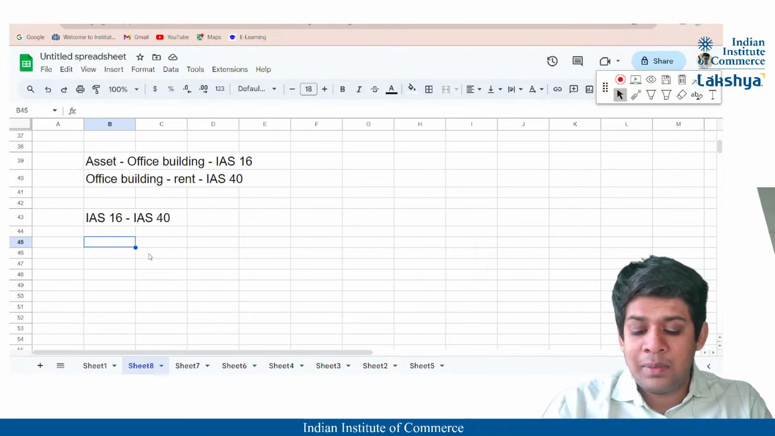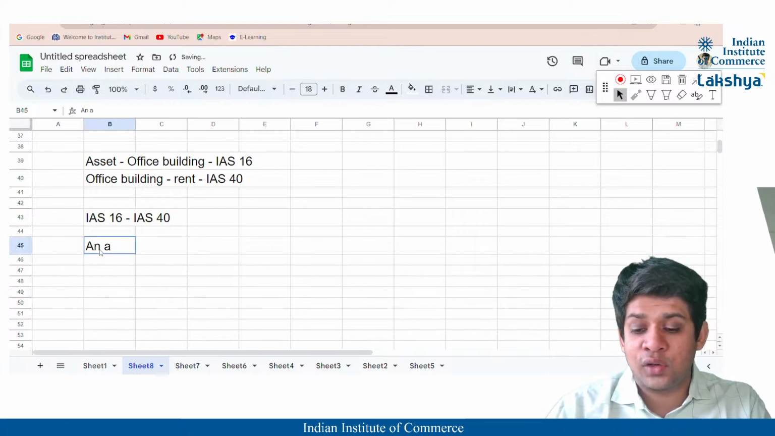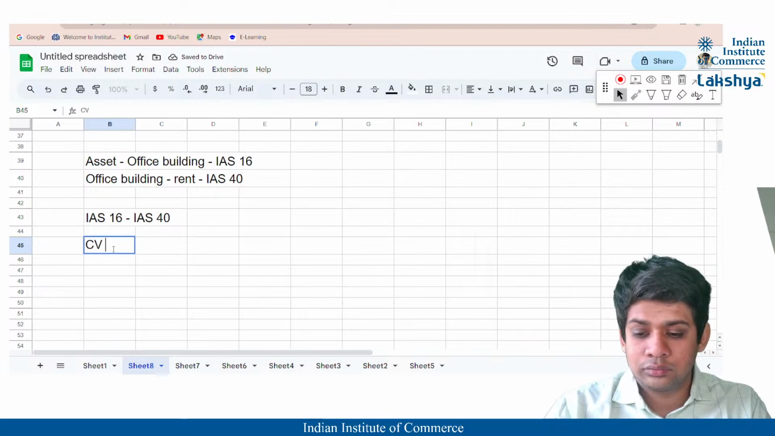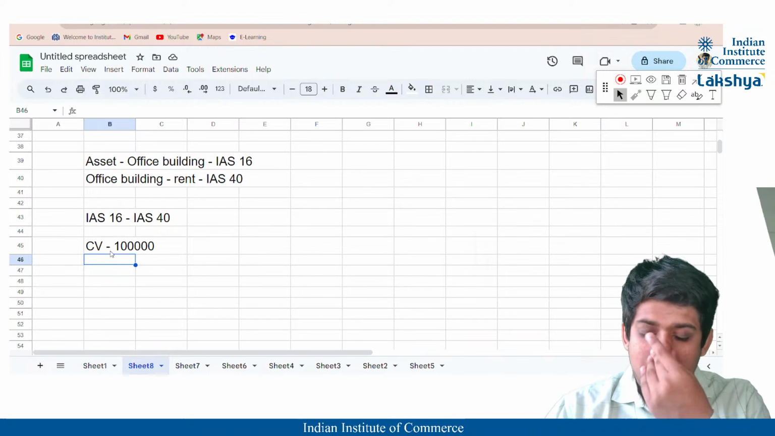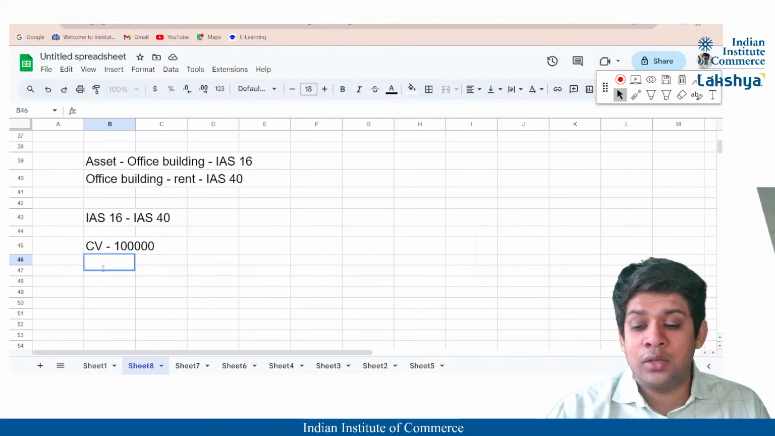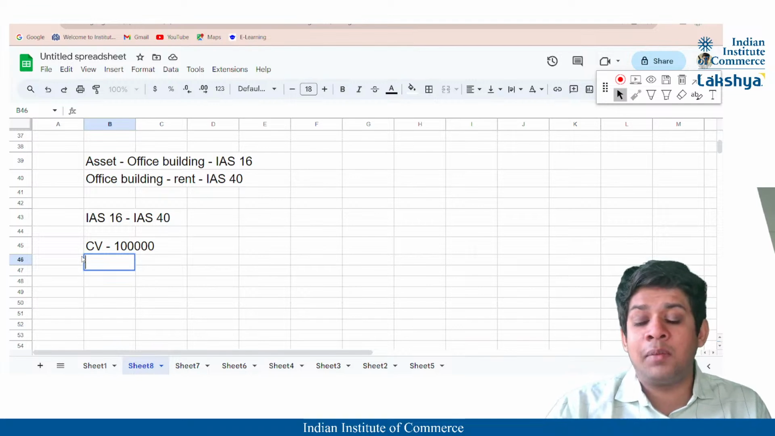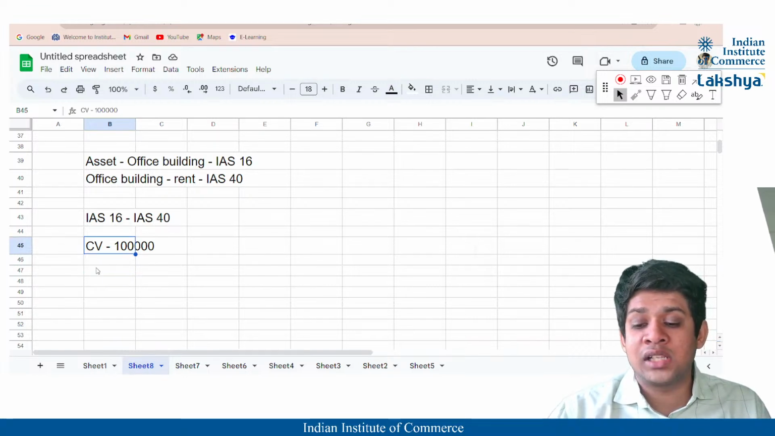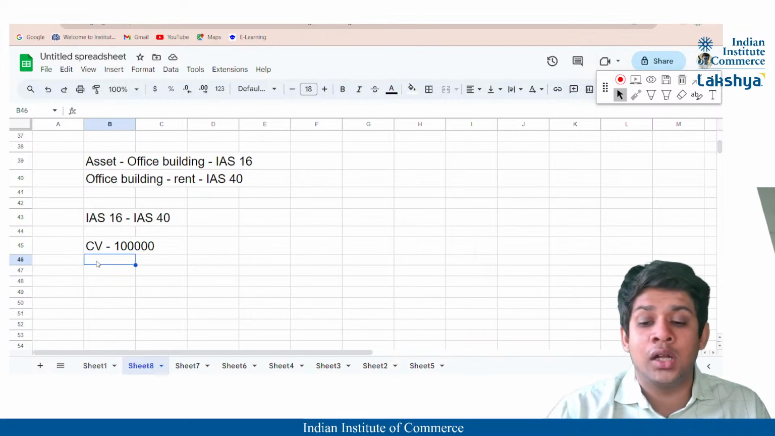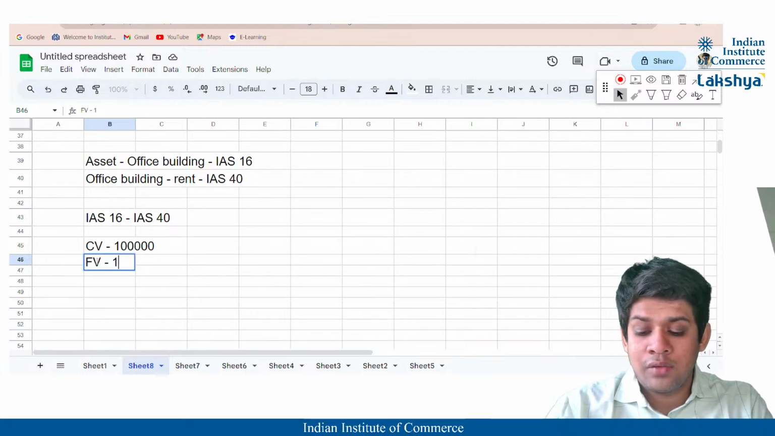So technically, say I had this office building under IAS 16 at a carrying value of 1 lakh. I shifted it and gave it out on rent. So from now on IAS 40 will apply, and under IAS 40 maybe I'm applying the fair value model. So I need a fair value of the asset for determining the cost under IAS 40. So I will fair value this asset first and then transfer it to IAS 40. Maybe say its fair value is 1,20,000.